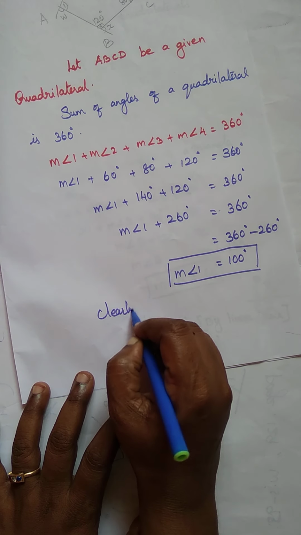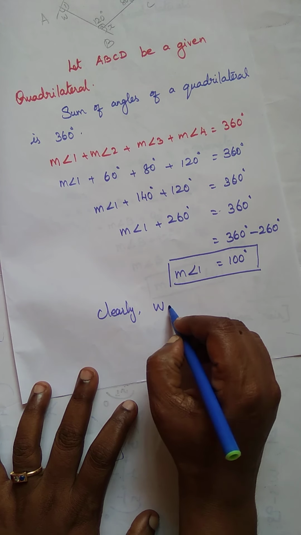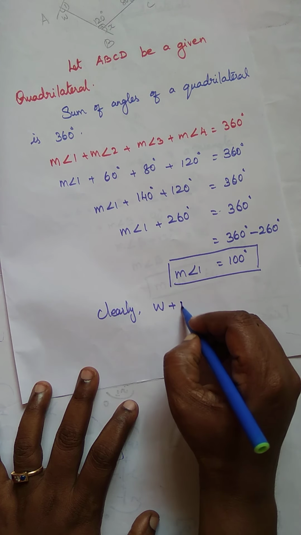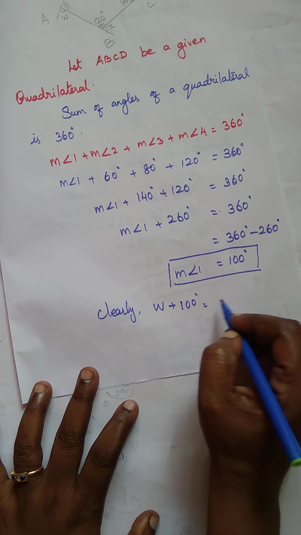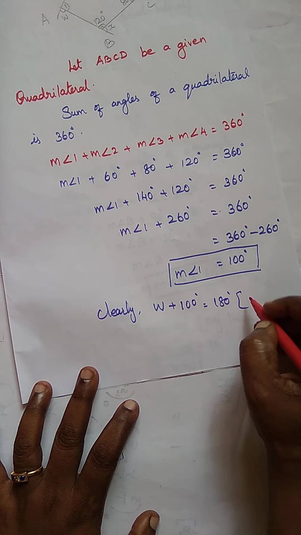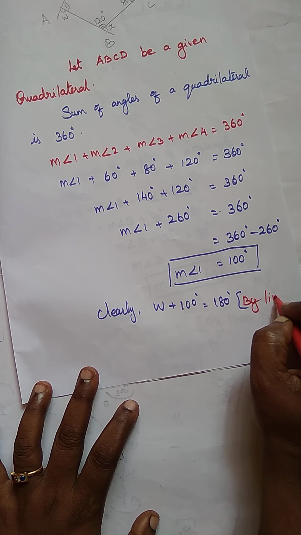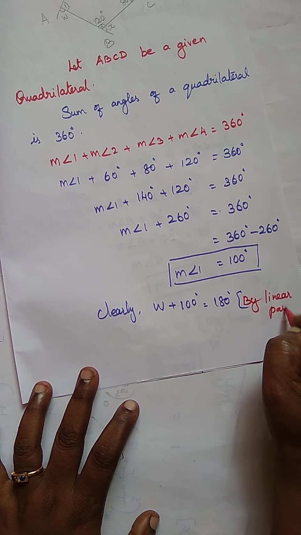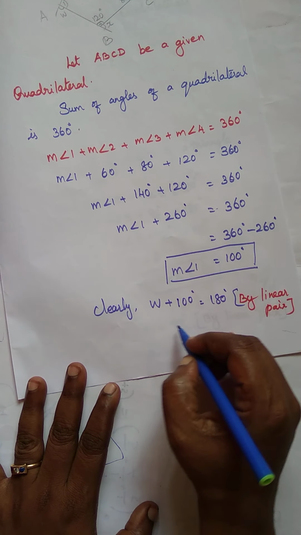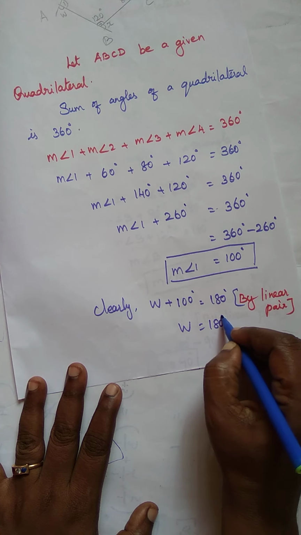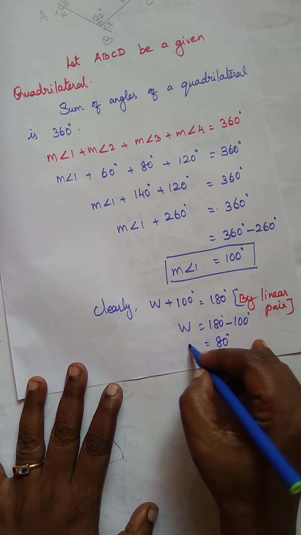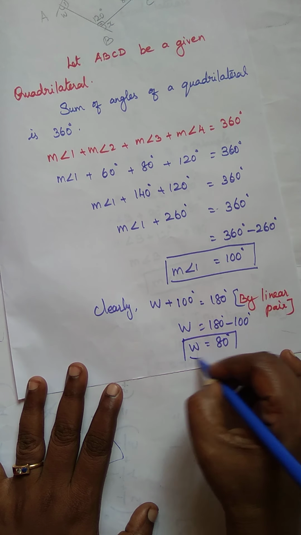Clearly, w plus 100 degree is equal to 180 degree. Here we write the reason: by linear pair. Now we subtract this 100. w is equal to 180 degree minus 100. 180 minus 100 is what? 80 degree. So the angle w is 80 degree.